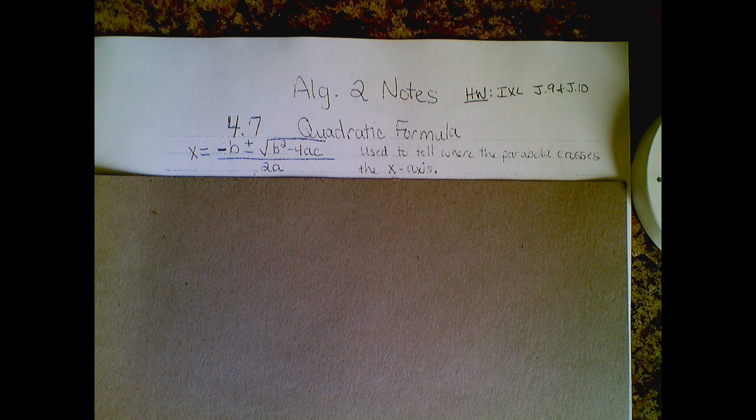4.7 lesson is the quadratic formula. The quadratic formula is x equals negative b plus or minus the square root of b squared minus 4ac all over 2a. This quadratic formula is used to solve for the solutions. So if you didn't want to take the time to graph it and see where the parabola crosses the x-axis, you could just use this formula to help you solve for it.